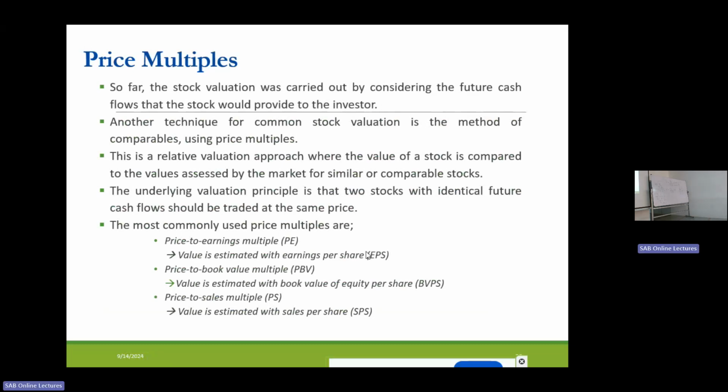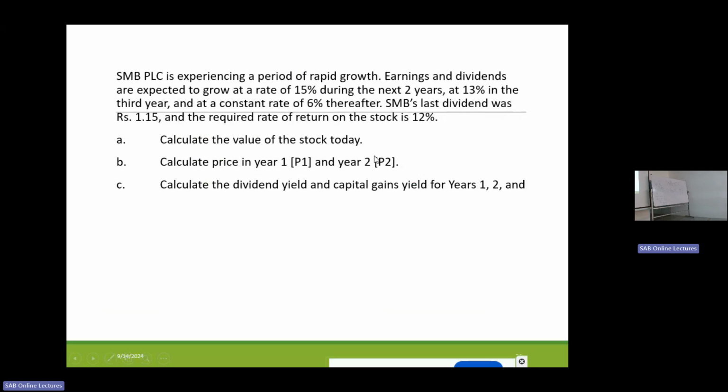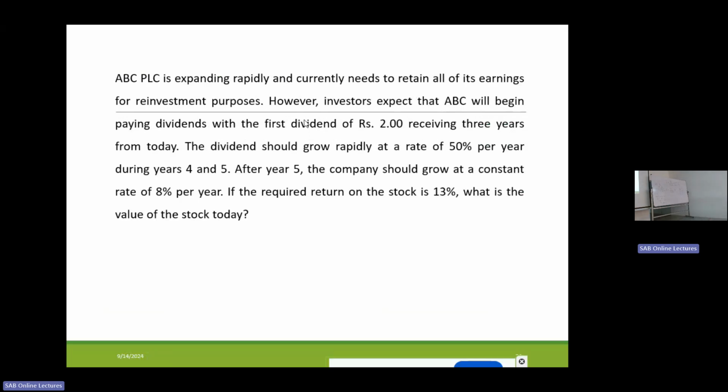Right. So there are some questions in your tutorial, but anyway, with the time, I am not going to do this. But now you can manage this one. This is again an application of the constant growth model. This is also a differential growth model calculation. I think this can be done here.